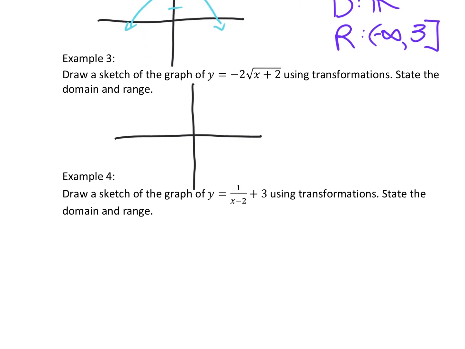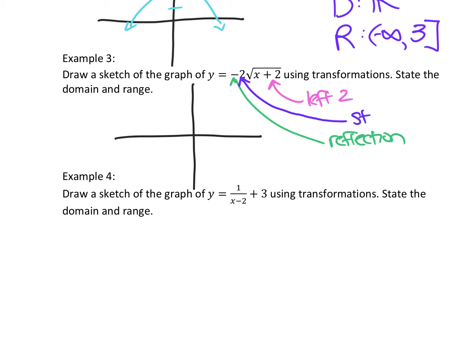All right, so I've got a square root function with a couple different transformations on it. This one is inside with the x. Okay, so is that left, right, or up, down? Left, right. Which way? To the left. That's left 2. What is the negative? That's a reflection or a flip. Okay. And what does the 2 do?